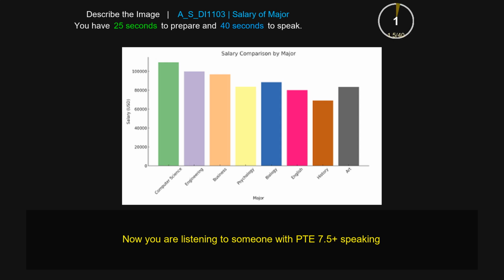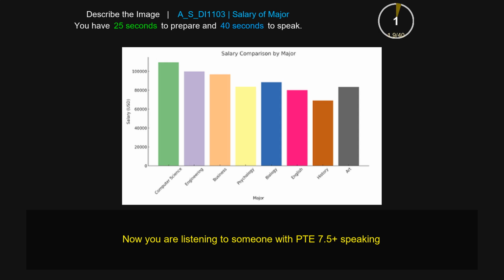The picture is mainly about salary comparison by major, and the majors shown are art, followed by history, followed by English, followed by biology, and the last is computer science. We can also see the salary. The highest is 100,000 and the lowest is 20,000. Overall, it is an informative image and can be used for future reference.